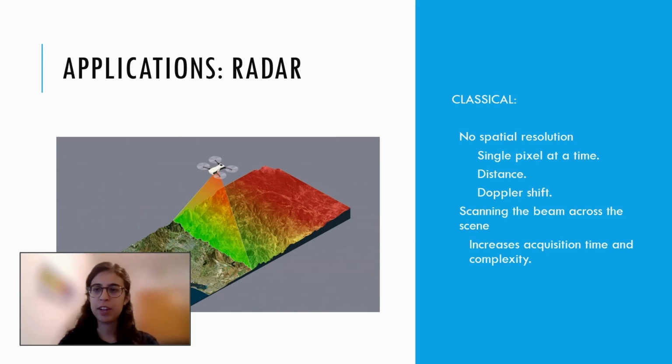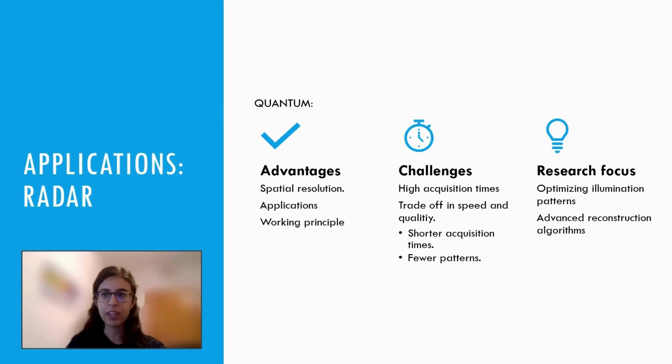In a traditional LiDAR system, the laser illuminates a specific area, but the system does not capture spatial resolution within the illumination area itself. This means that the information acquired corresponds to a single pixel at a time, such as the presence of a target, the distance, or the Doppler shift. To create images or maps, traditional LiDAR requires scanning the beam across the scene, which increases acquisition time and complexity. In contrast, quantum ghost imaging offers spatial resolution within the illumination area itself. This eliminates or reduces the need for beam scanning, enabling potential improvements in efficiency for applications like imaging through opaque media like smoke or fog, or under low light conditions.